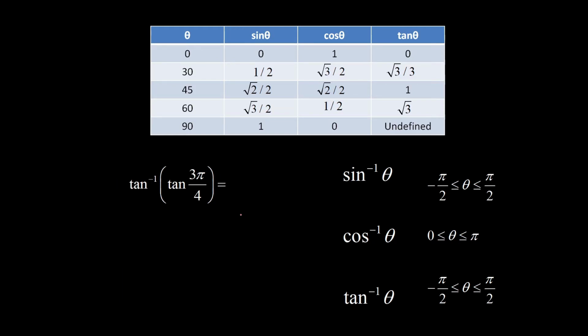Check out another one. Inverse tangent of tangent. So we could just right off the bat say, using properties of inverse functions, that this is 3 pi over 4. But we can't say that because the inverse tangent function is domain restricted from minus 90 to positive 90. And 3 pi over 4 is greater than 90 degrees. So our answer is not going to be 3 pi over 4.